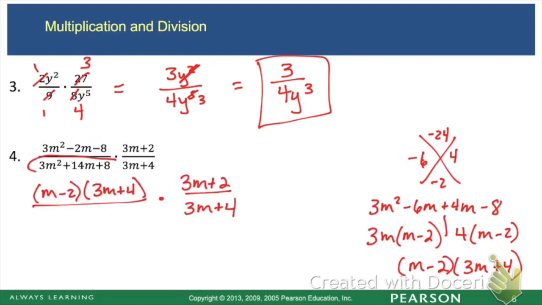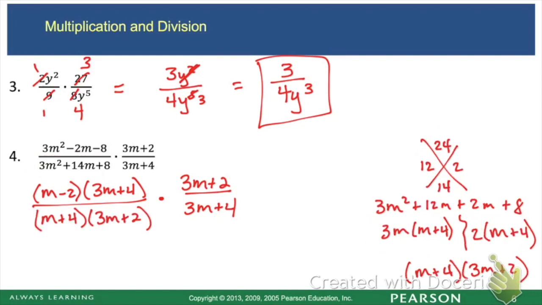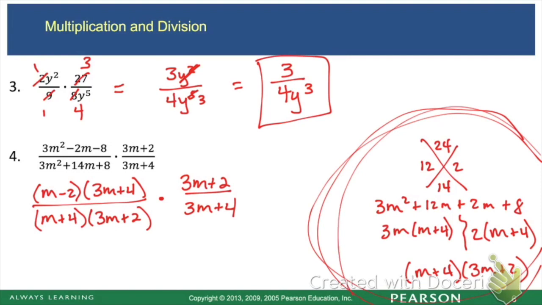Now you try it for this denominator here. So you're trying to find two numbers that multiply to be 24, but this time add up to be 14. So you try that and see what you get for your factors. Okay, I'm not going to walk you through it, but I did show my factoring over here on the right-hand side for that denominator. So your two factors should be m plus 4 and 3m plus 2.